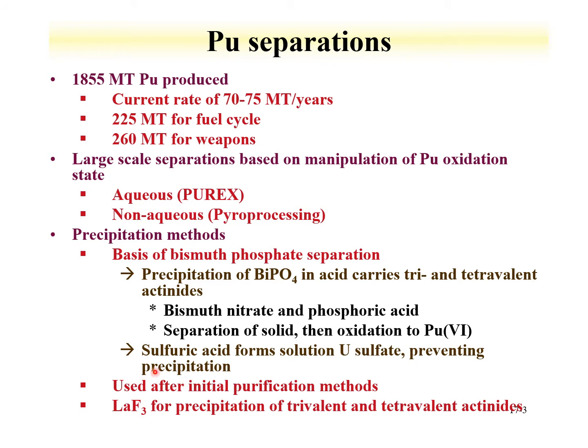And this method can be used after initial purification methods. For instance, the lanthanum fluoride precipitation for trivalent, tetravalent actinides can first be used to achieve a separation. Bismuth phosphate can then be used to further purify the material, and then an oxidation of the plutonium achieves a separation of the plutonium in this route.